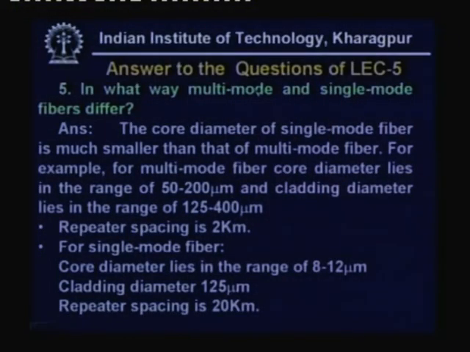So here is the last answer of the last question. In what way multi-mode and single mode fibers differ? Essentially it is the core diameter that is the difference here, and the cladding diameter, and repeater spacing is 2 kilometer for multi-mode fiber, and for single mode fiber, as you can see here, the core diameter is 8 to 12 micron, cladding diameter is 128 micron, and the repeater spacing is 20 kilometer. So with this we come to the end of this lecture. Thank you.